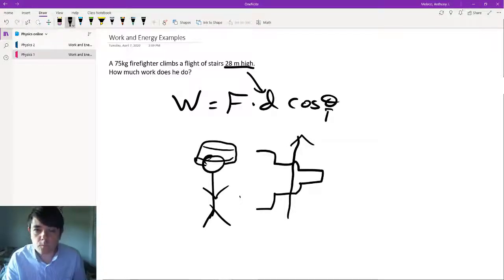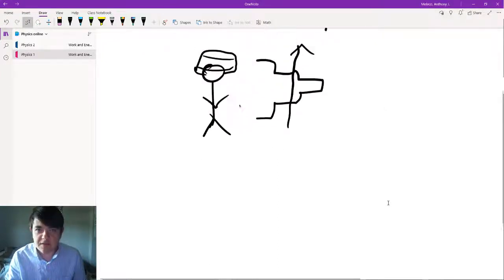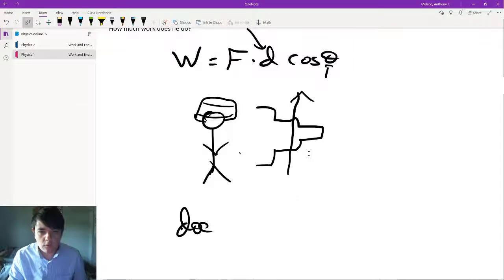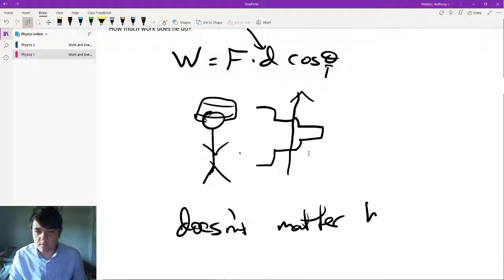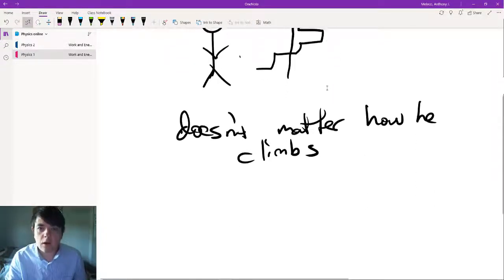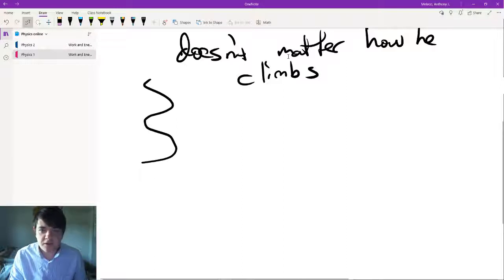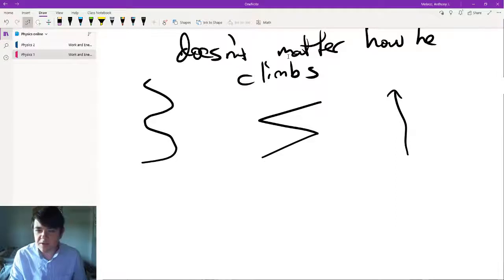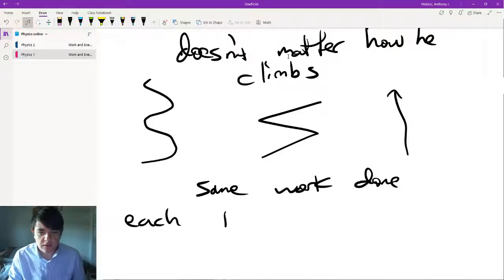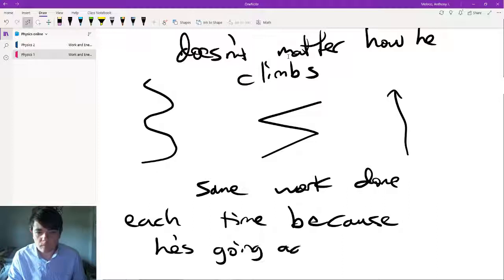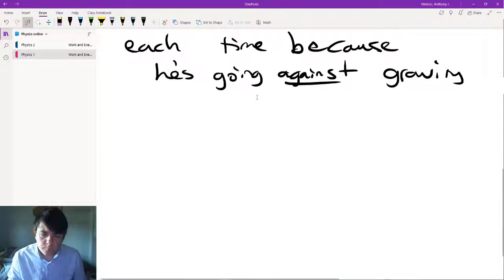And it doesn't matter the path taken, if you remember from the previous lecture. For the net work done, it doesn't matter how he climbs. It can be this path, or this path, or just straight up. It's the same work done each time because he's going against gravity. He's going against gravity, and he's using the normal force to do it.